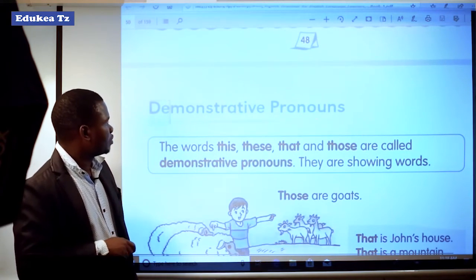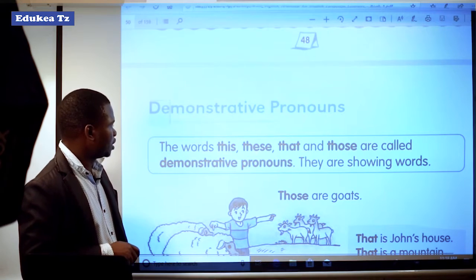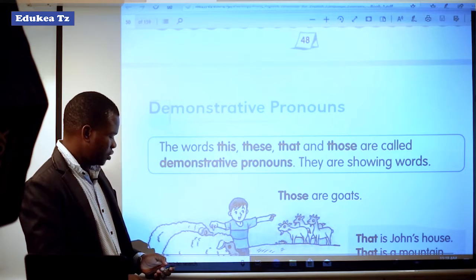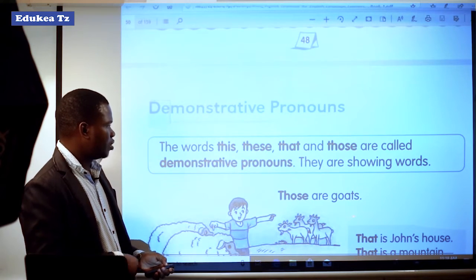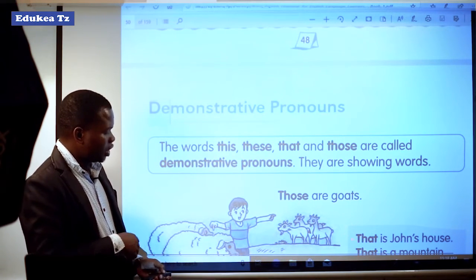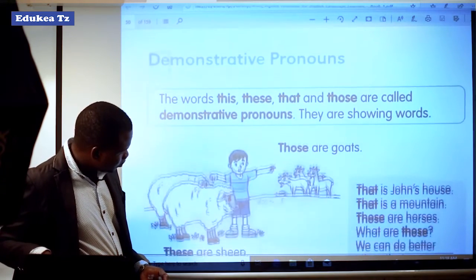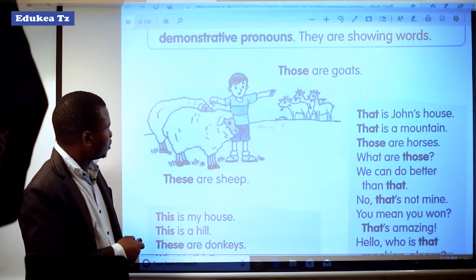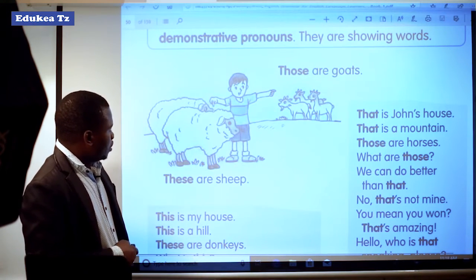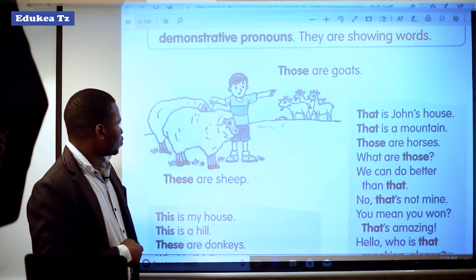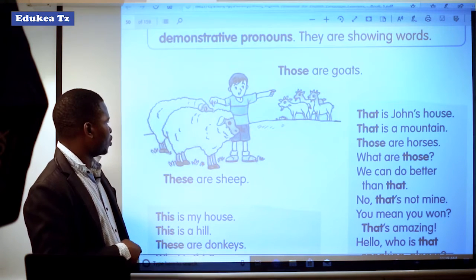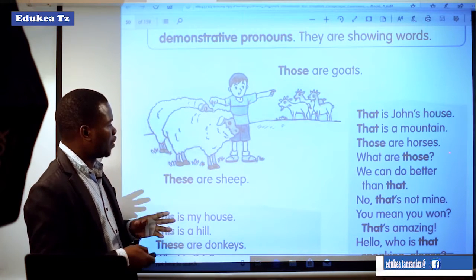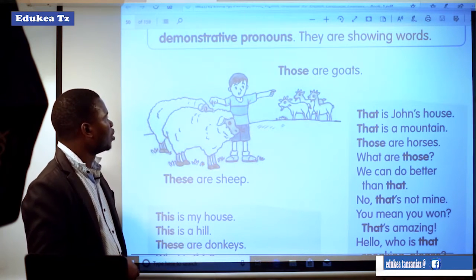Then we have demonstrative pronouns. The words this, that, these, those are called demonstrative pronouns. They are showing words, or pointing words. For example, so here we have these and those. We use these to point to things in plural, nearby, while we use those to point to things in plural, far distant from where we stand.